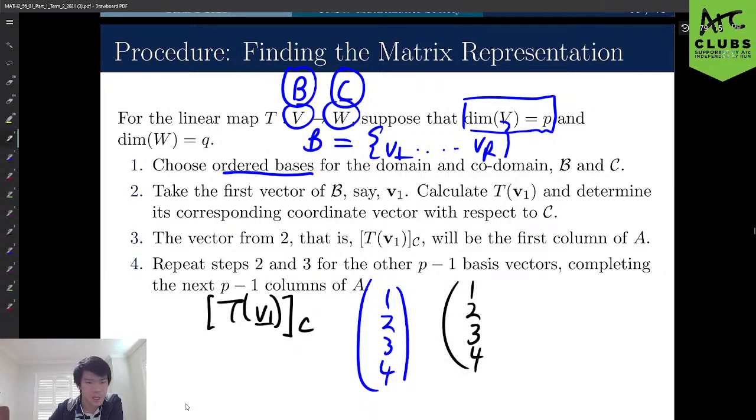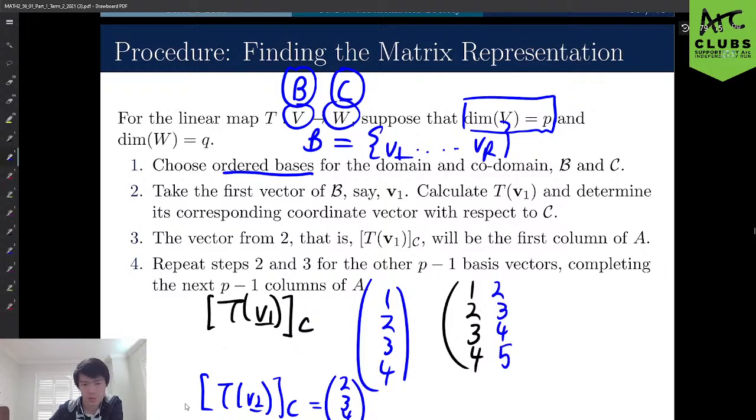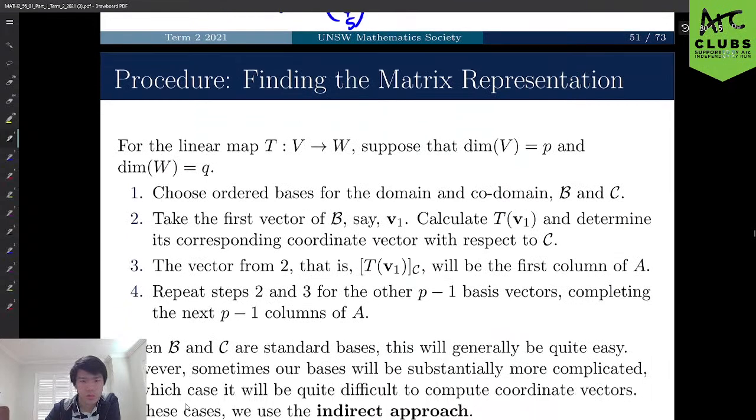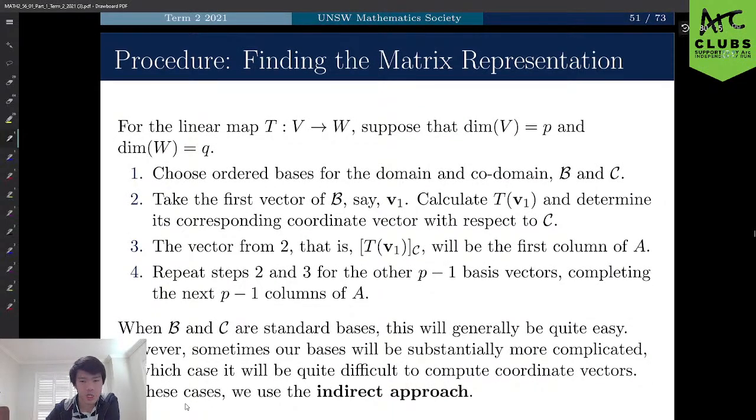Next thing we'll do is the exact same thing with T of v2. Right, and we'll calculate its coordinate vector. Maybe we'll get something like this. We make that the second column. And you guessed it, you do that all the way down to vp. And maybe we'll get something like that. But the idea is that all we do is we go through our basis vectors, we calculate T of v1, and we take it with respect to basis C. Then we do the same thing for all the rest of them. Right, so that's the procedure.